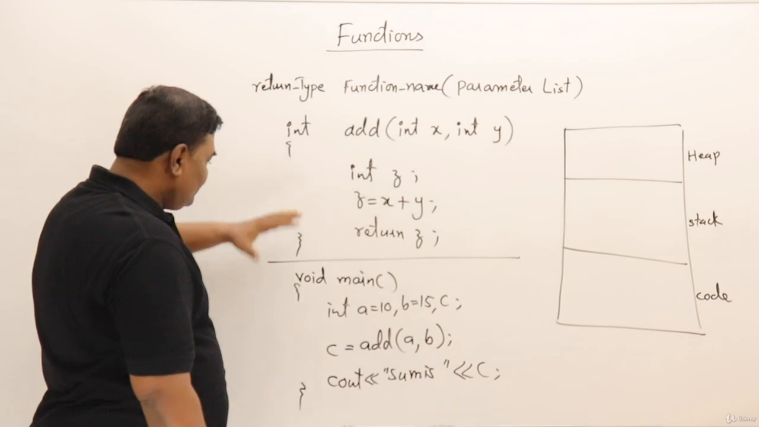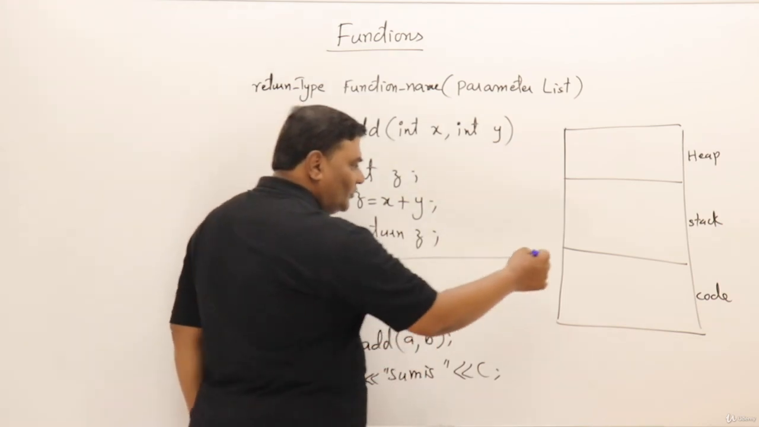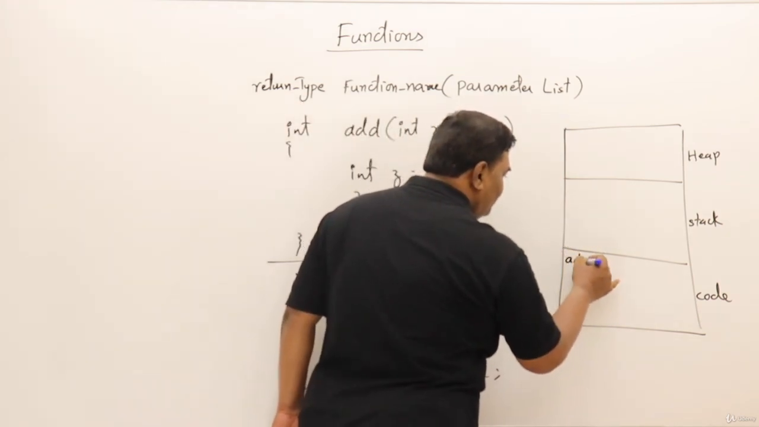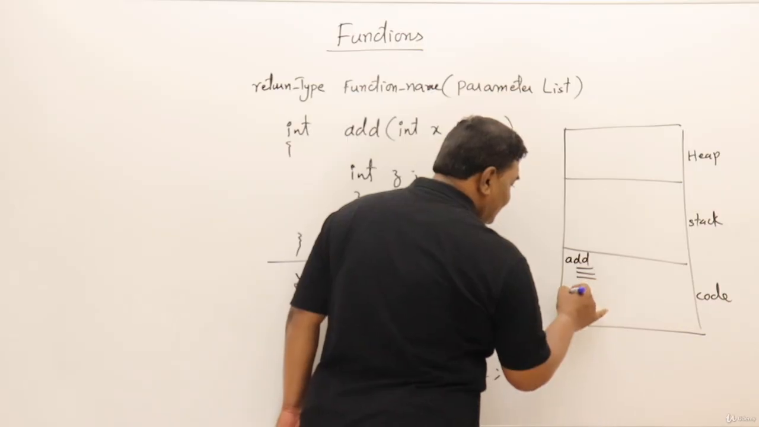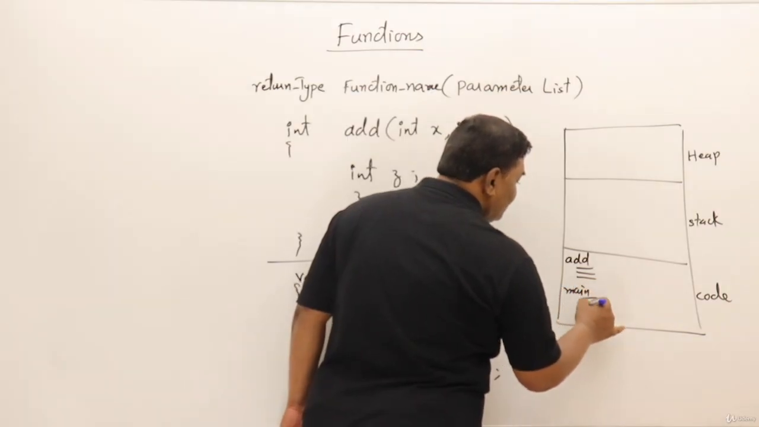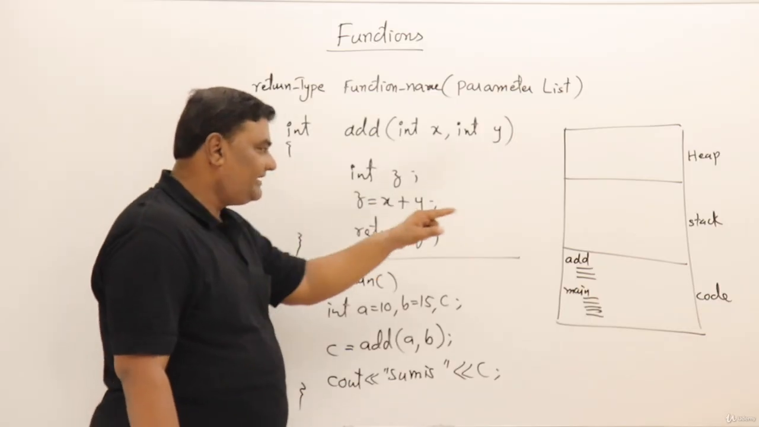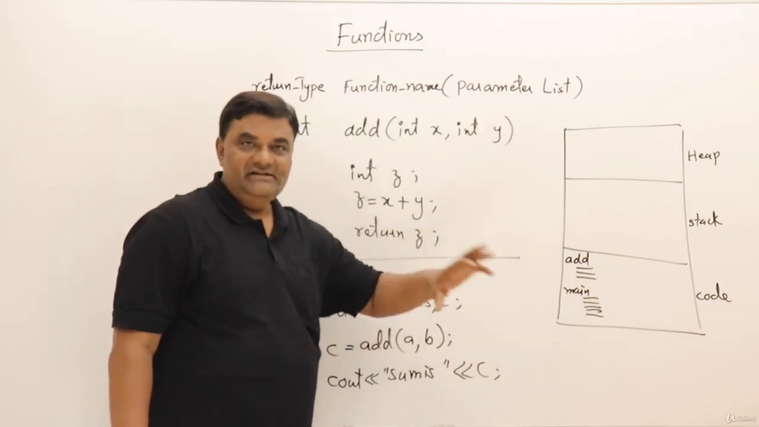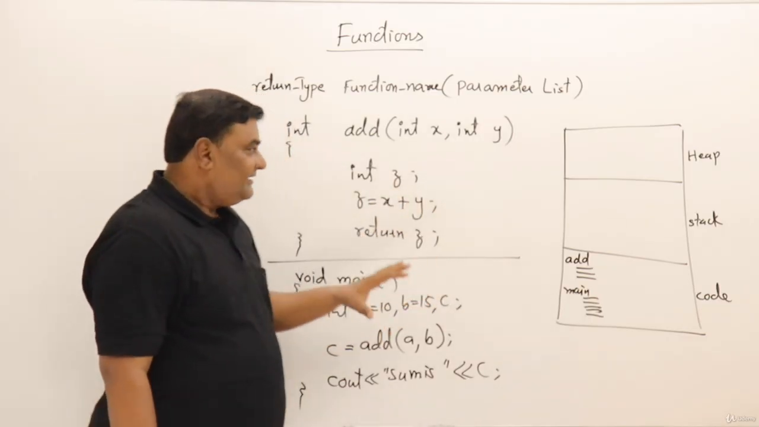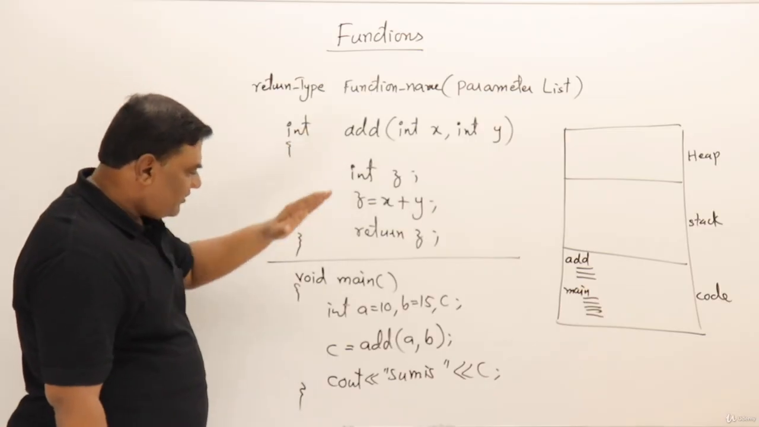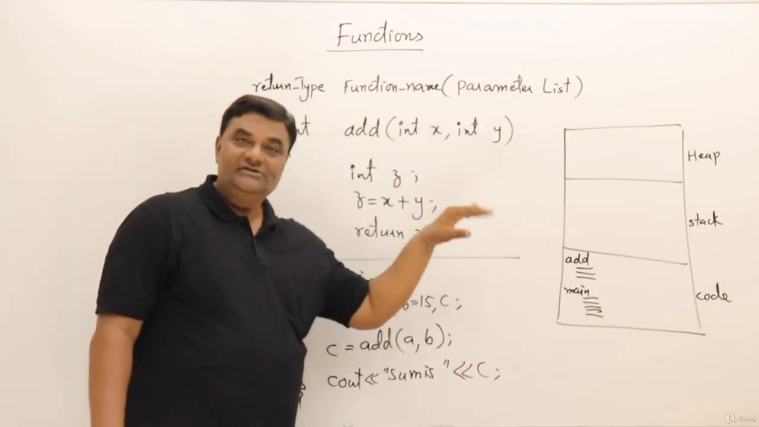There are two pieces of code. So the code section will have the code for the add function as well as the main function. The machine code will also be in two pieces. We wrote it in two pieces, so that will also be in two pieces. Mostly people believe that the machine code of the add function will be copied at this place. No, the machine code will be separate.